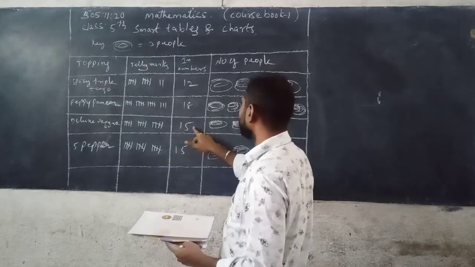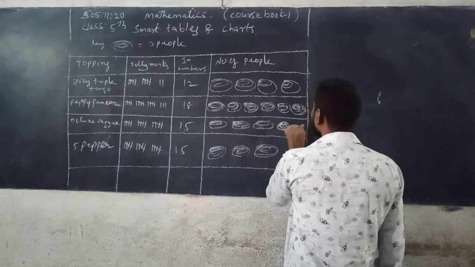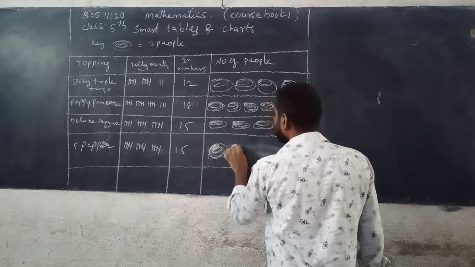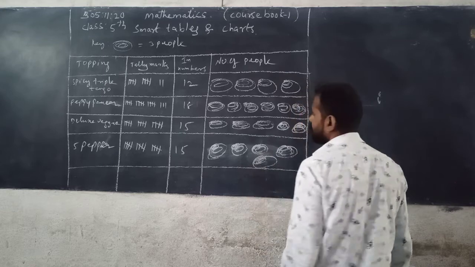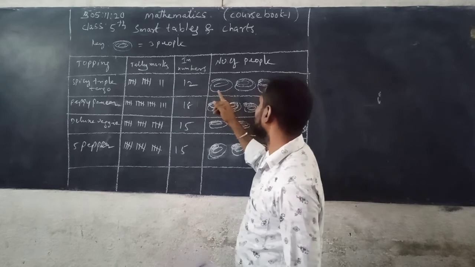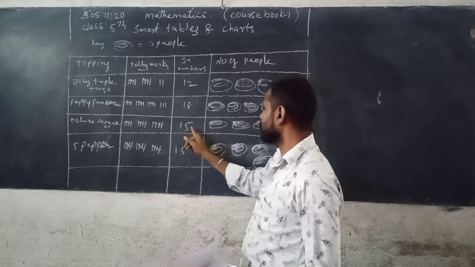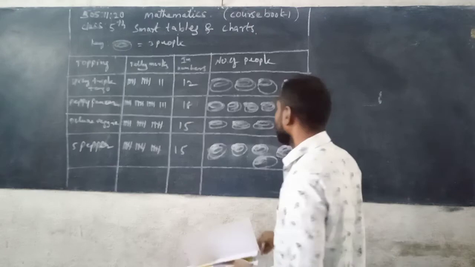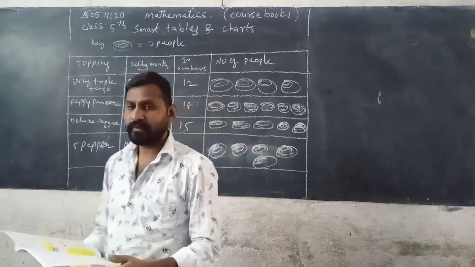Next, this is also 15. 15 divided by 3, you get 5 pizzas. See here, spicy triple tango 12 divided by 3, you get 4. Next, 18 divided by 3, you get 6. Next, 15 divided by 3, you get 5. Next, this is 15, also 5. Okay? Okay, thank you everybody.